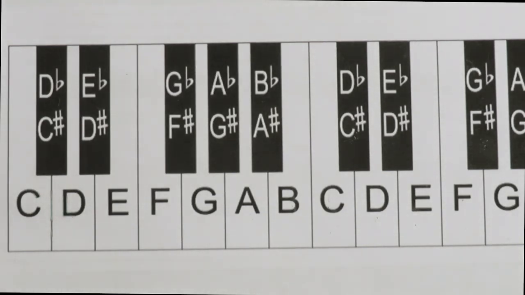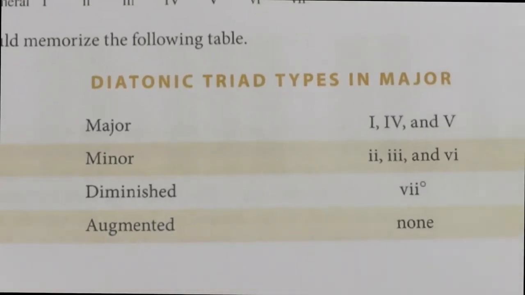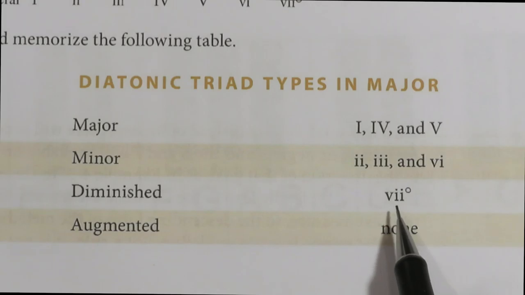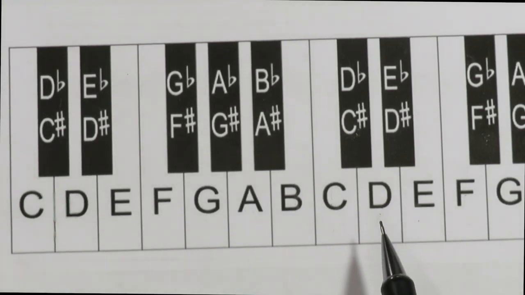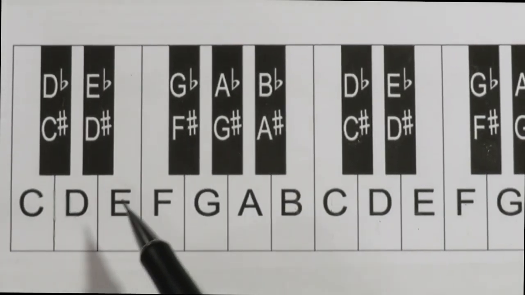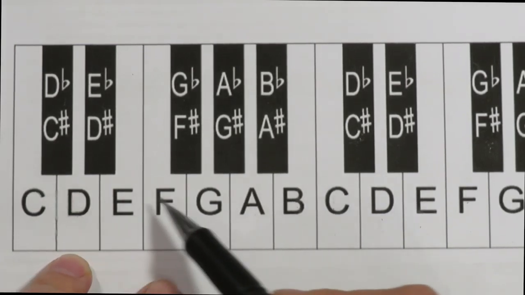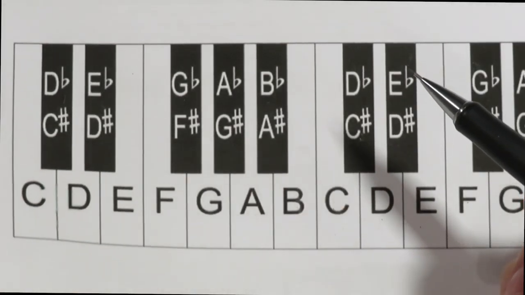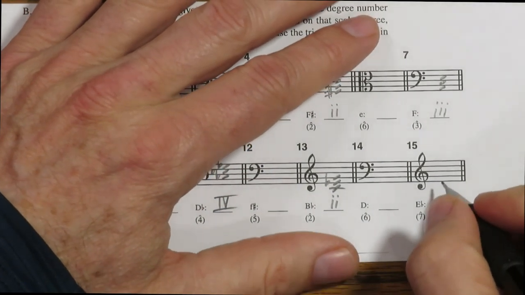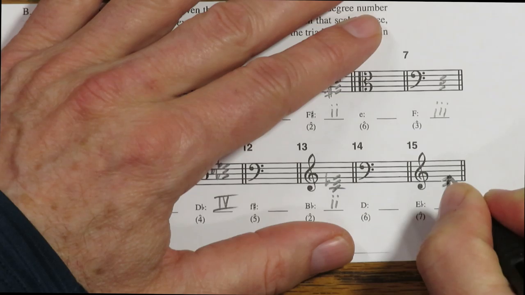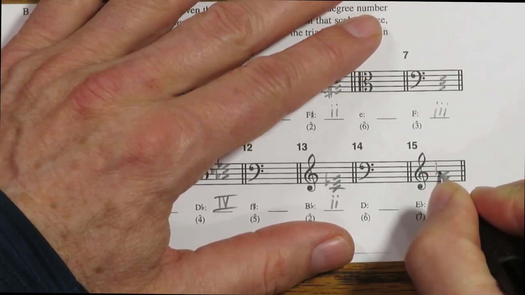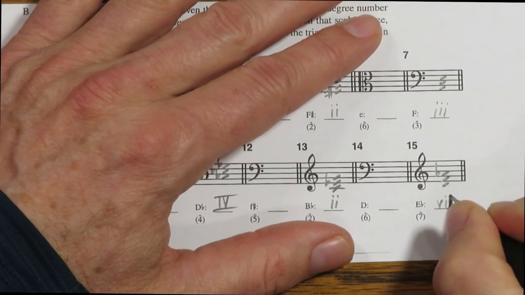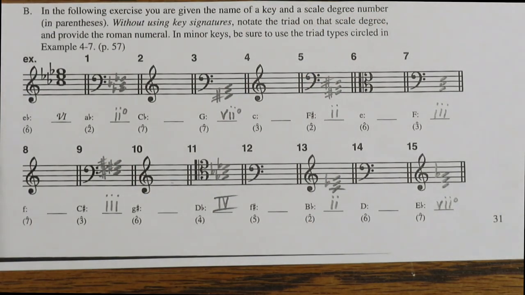So the 7 chord in major, hopefully you remember that that is diminished. Okay. So we're going to build a diminished chord diatonically right from the D. So if we follow the key signature D, F, A flat, right? Those are all minor thirds. D, F, A flat, 7 diminished, and we're done.